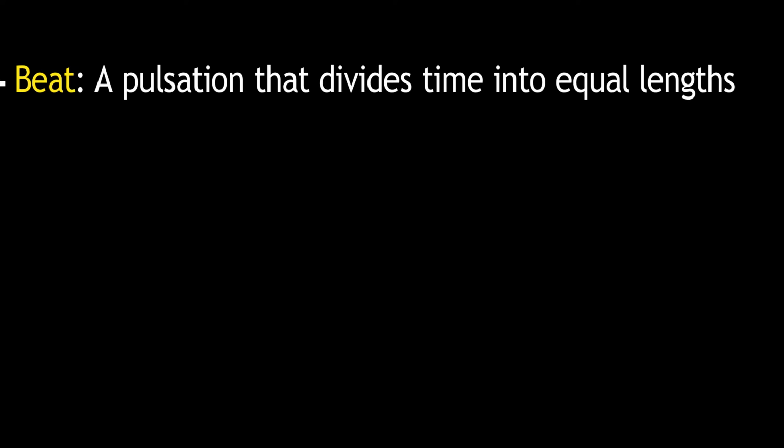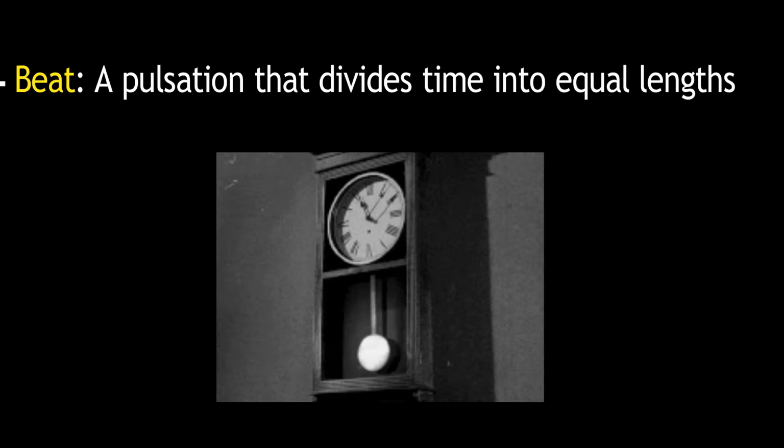So, a beat is a pulsation that divides time into equal lengths. And to put it in simpler terms, we can look at a clock as an example. This is a good example because every minute the hand ticks 60 times, and each of those ticks can be classified as a beat.